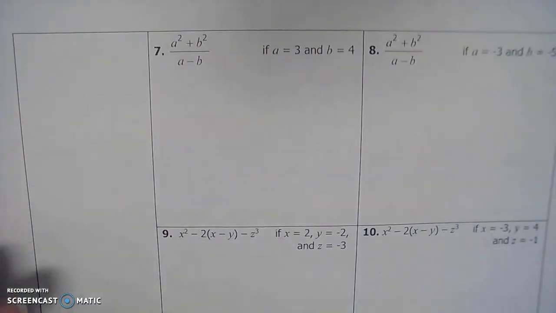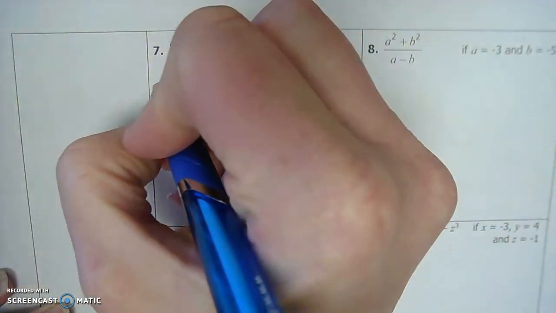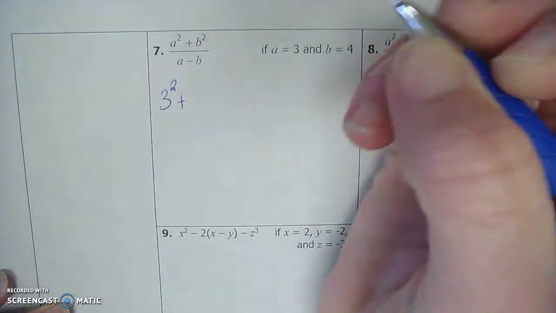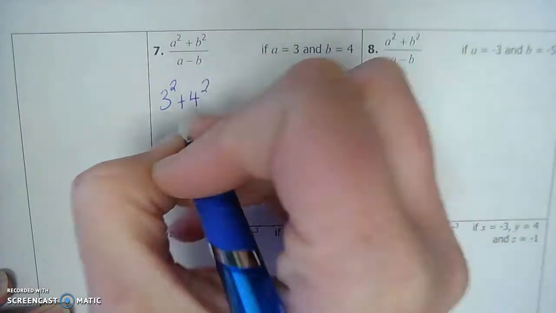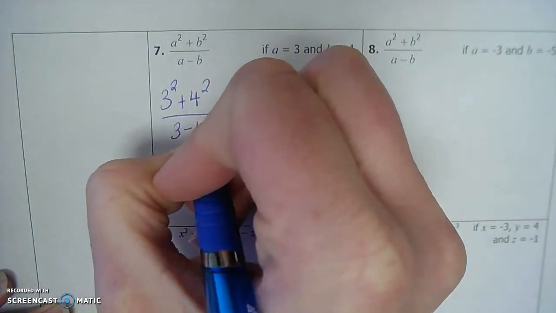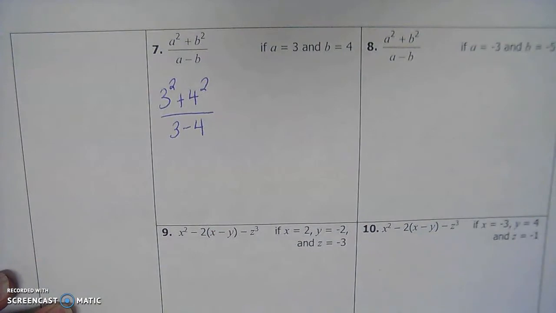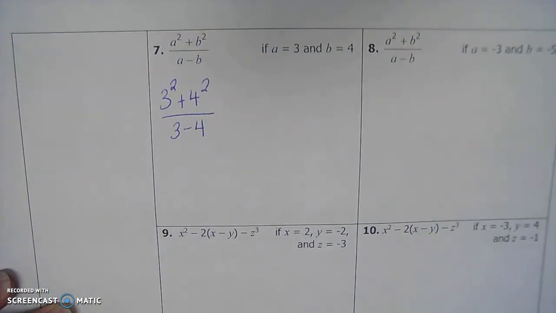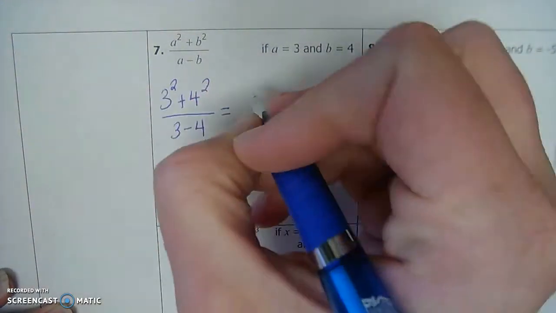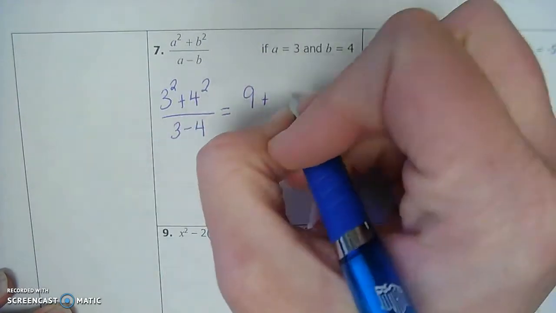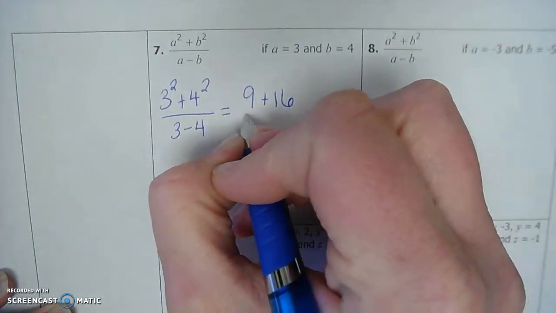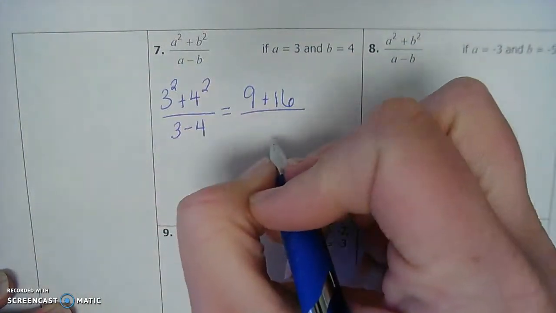For number 7 on page 8, since they're all positive numbers, you don't have to put them in parentheses, but you can. So 3 goes in place of A and 4 goes in place of the B. 3 squared is 9. 4 squared is 16. 3 minus 4 is -1.